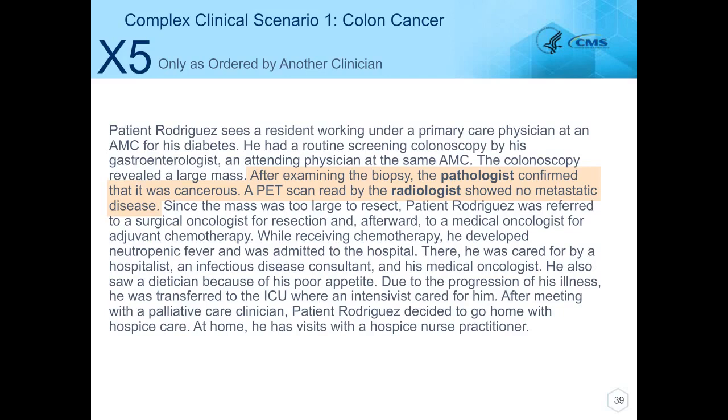And then finally, we've got the clinicians that are examining the biopsy or interpreting the PET scan, so that would include the pathologist and radiologist respectively. These are the X5 clinicians who are performing services only as ordered by another clinician and mainly doing diagnostic interpretations and contributing to the patient's care in that manner. Next slide, please.